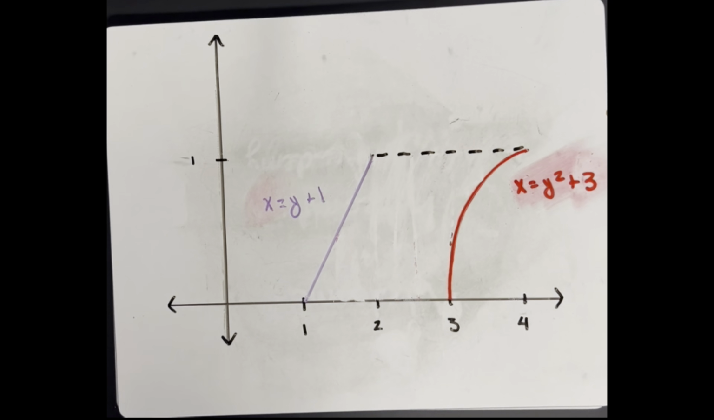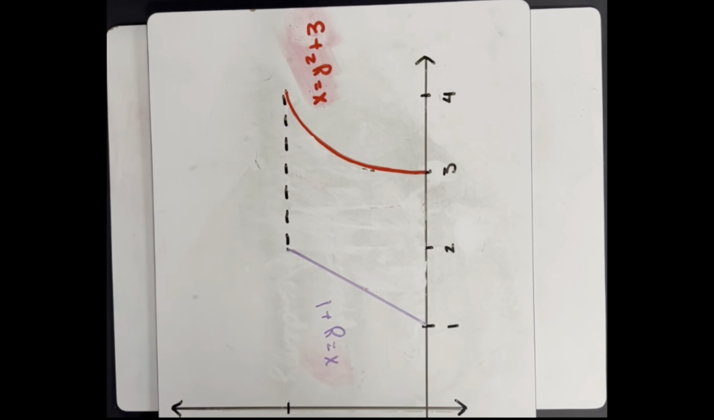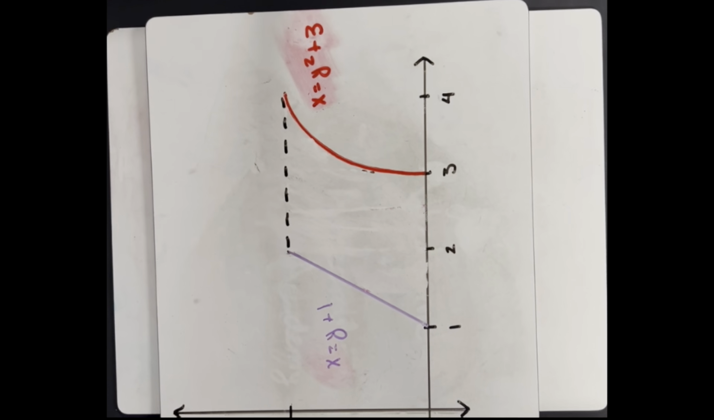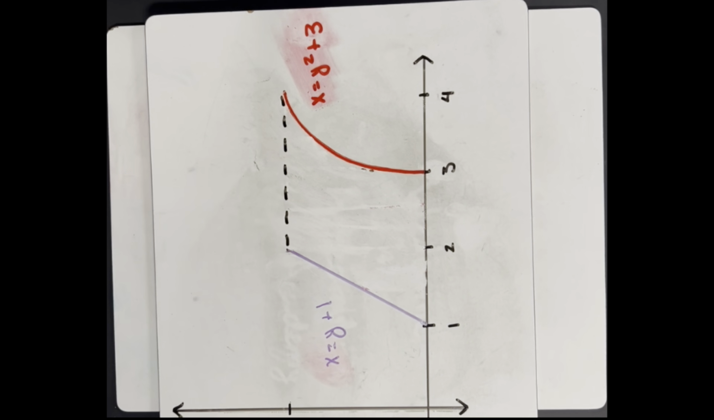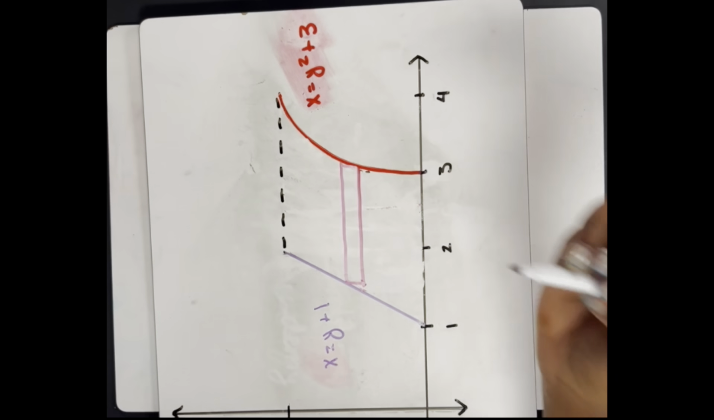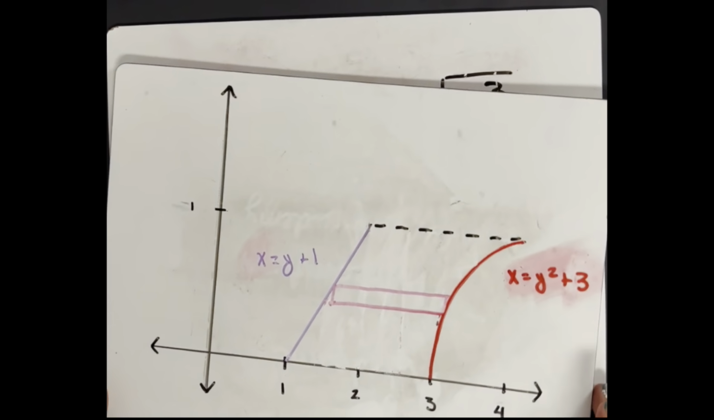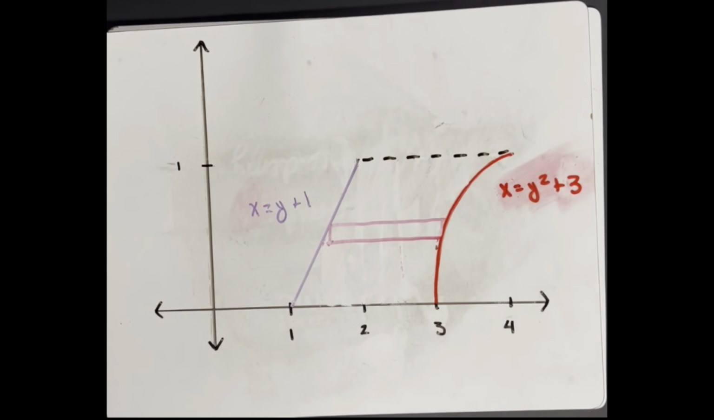Since this is with respect to y, we basically flip the graph so that the y-axis is where the x-axis used to be. Basically, this is right to left. Now we can see that x equals y squared plus 3 is the top, and x equals y plus 1 is the bottom.